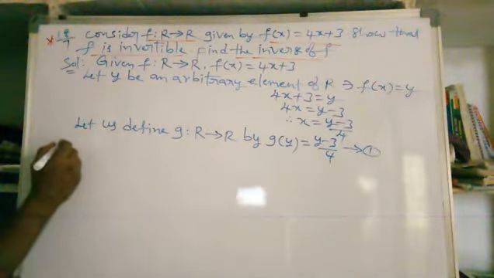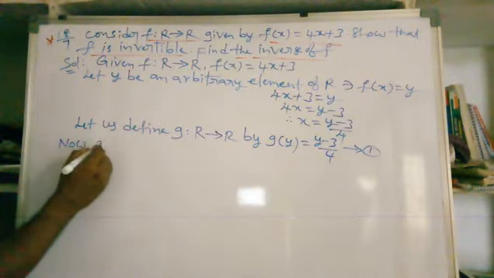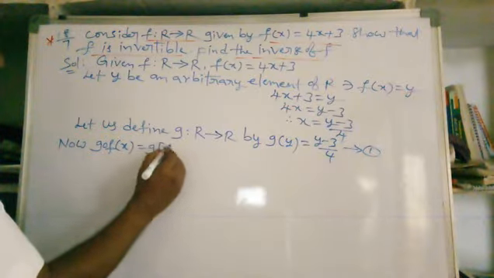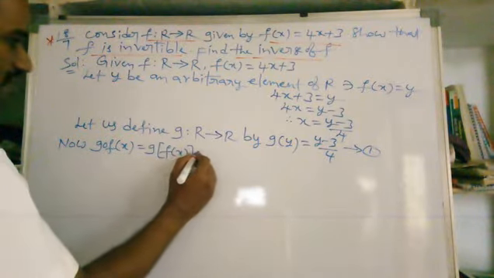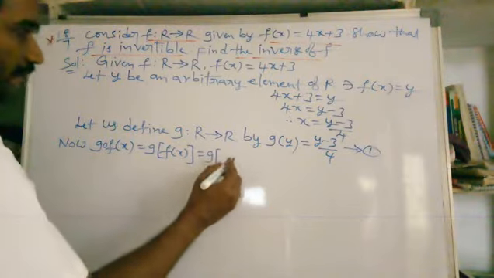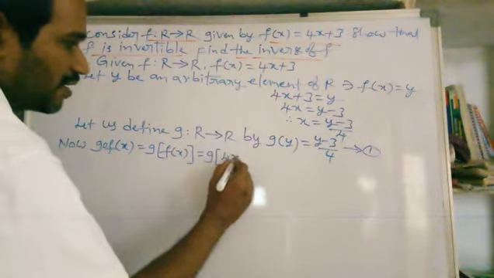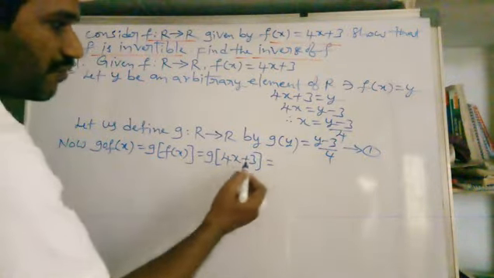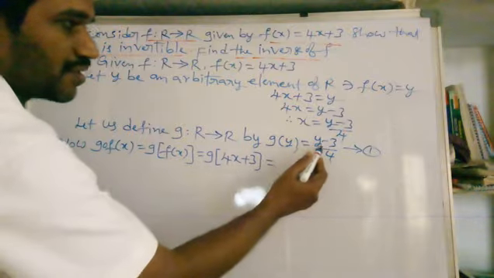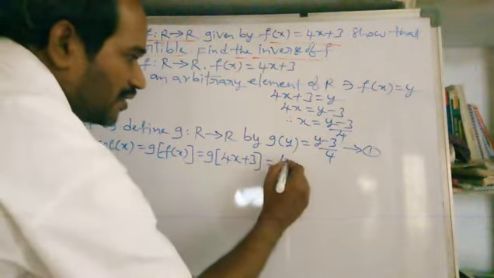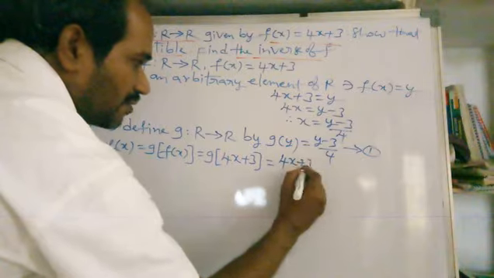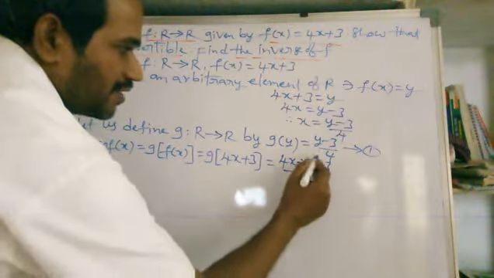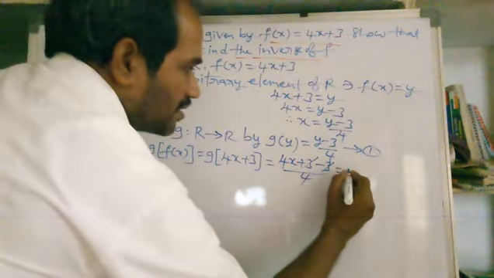Next, g circle f of x is equal to g of f of x. Here f of x value is 4x plus 3, so that is g of y form. G of y is y minus 3 by 4, so that is equal to 4x plus 3 minus 3 by 4. Here the 3 gets cancelled, and 4x by 4 is equal to x.